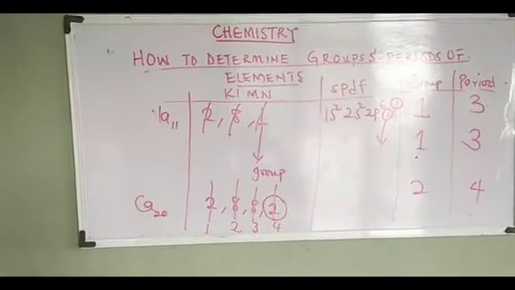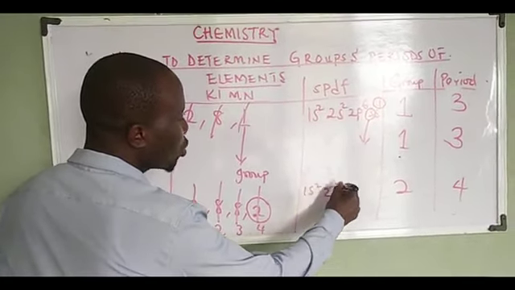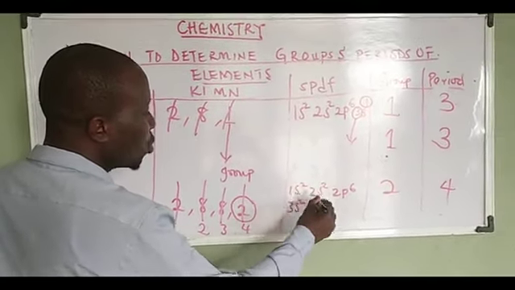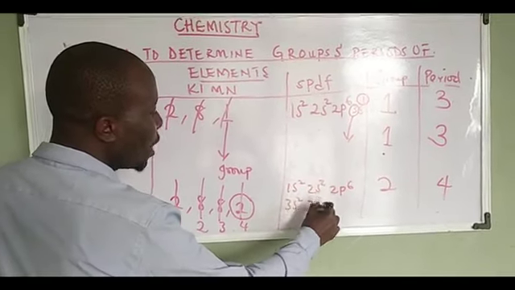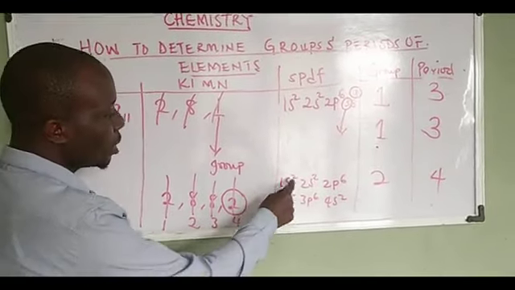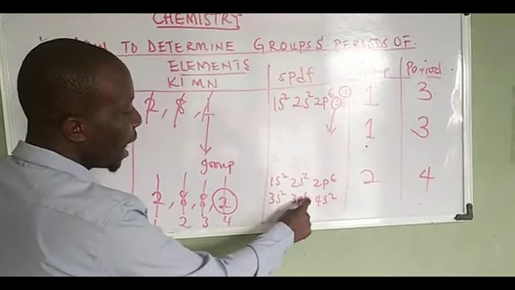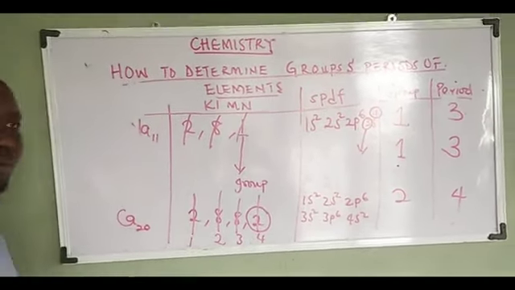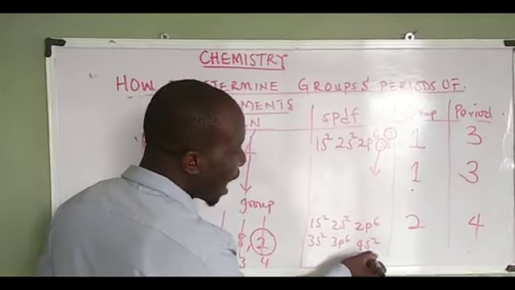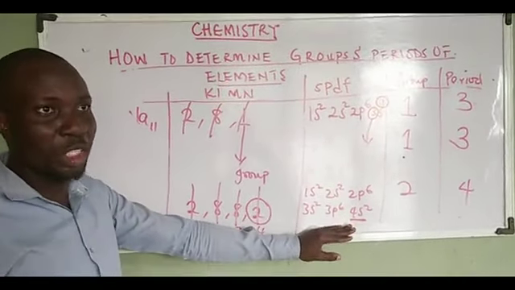Can we try that using SPDF? 1s2, 2s2, 2p6, 3s2, 3p6, 4s2. Is it up to 20? 2 plus 2, 4, plus 6, 10, 12, 18, 20. Good. What's the highest orbital here? 4. The highest orbital here is 4. There is no number greater than 4 in this configuration.